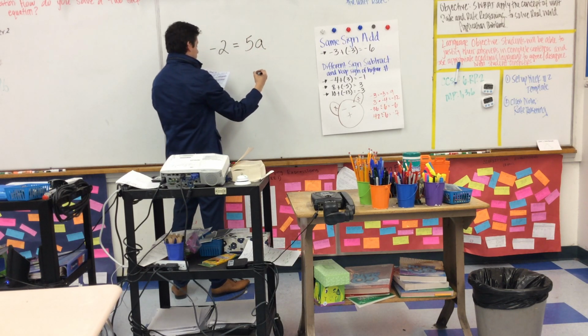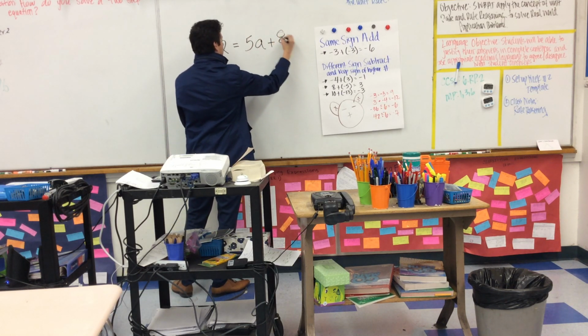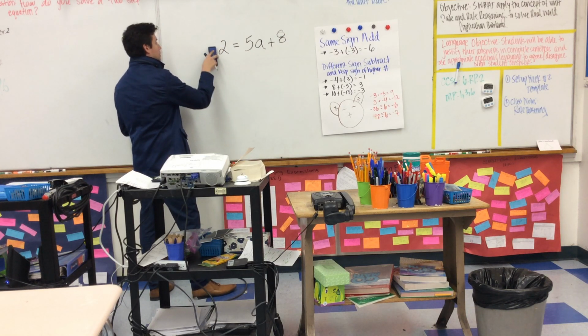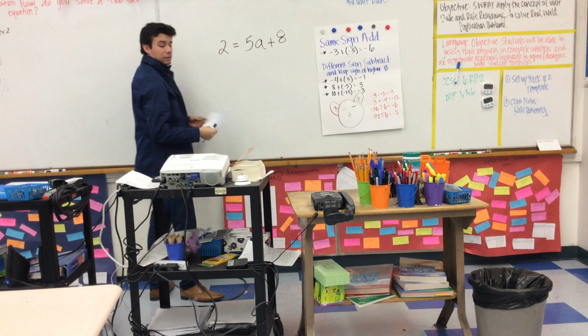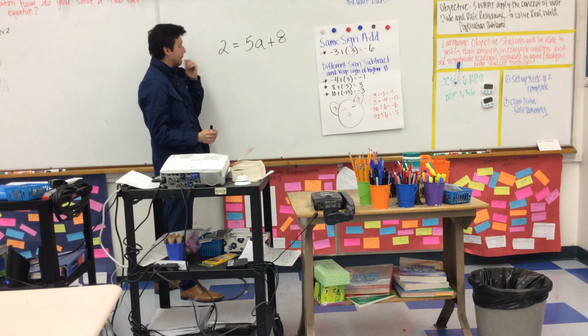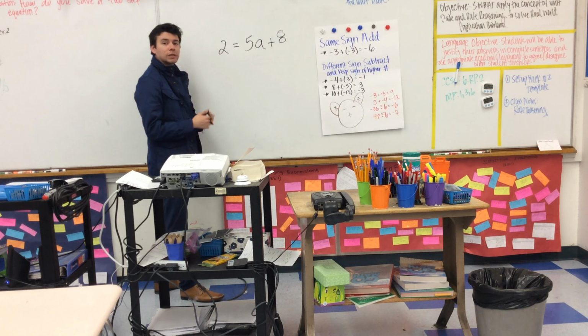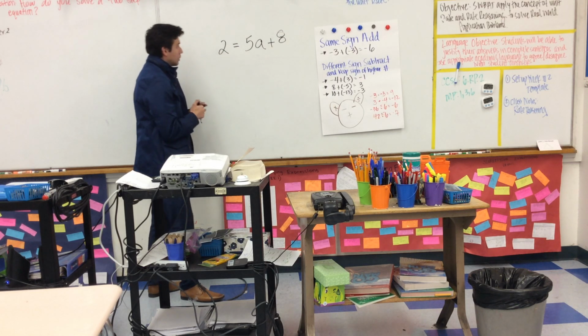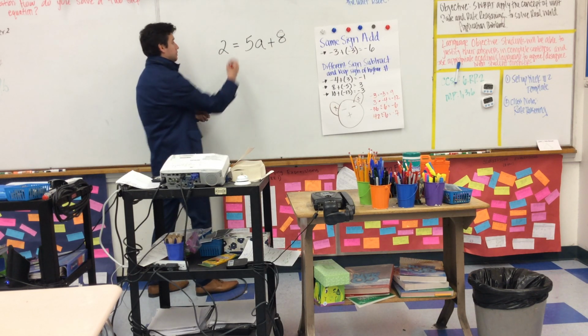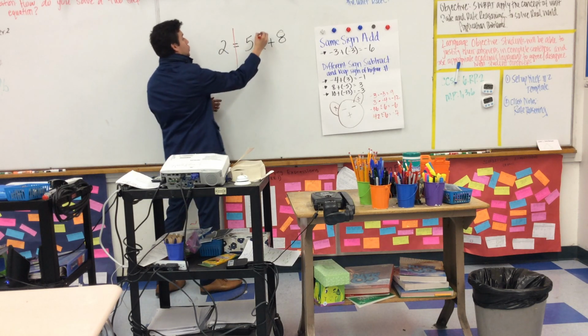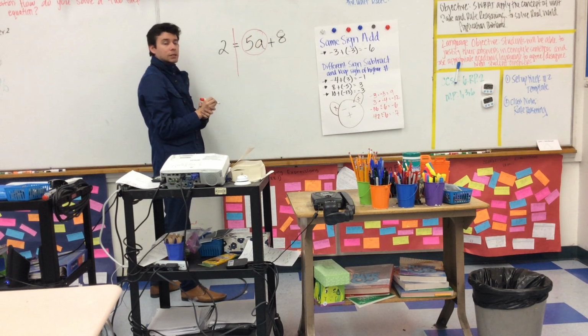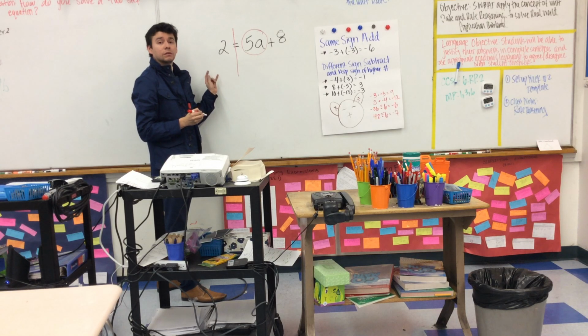5a plus 8. You know what? Change it. Make that positive 2. Yeah, do it like that. Okay. Same thing. Barrier. Click. Circle. Click. Who do we have to get rid of here?